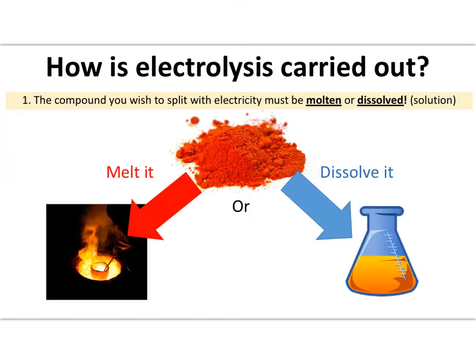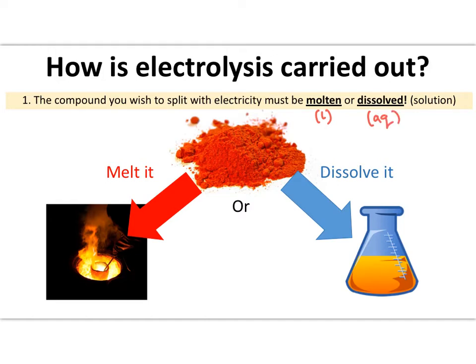So we're focusing primarily on ionic compounds. There will be one exception to this, really, later on, but it's principally ionic compounds that we're focusing on. And if we want to employ electrolysis on an ionic compound to split it, then the compound must either be molten or dissolved, so in solution. So either with a state symbol of l for liquid to show it's molten, or a state symbol of aq to show that it's dissolved.